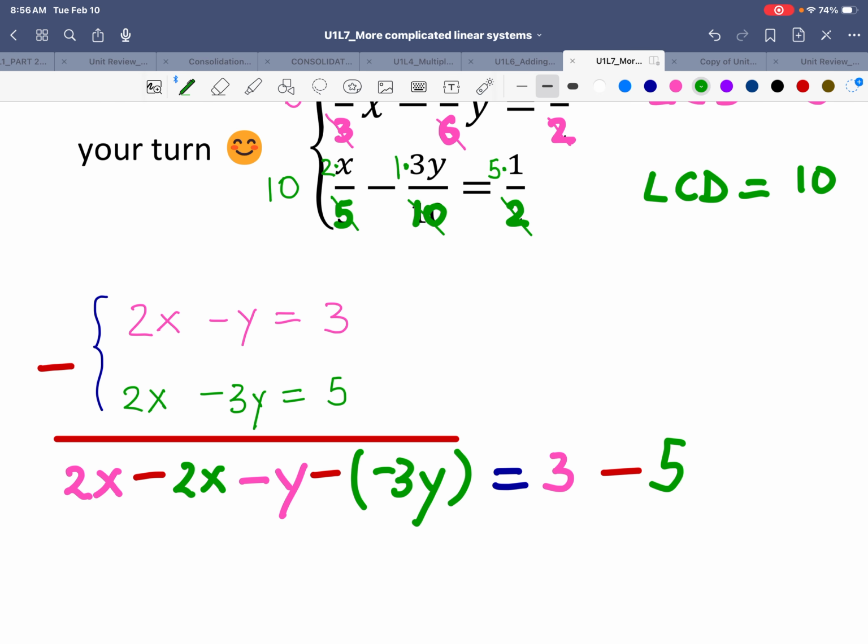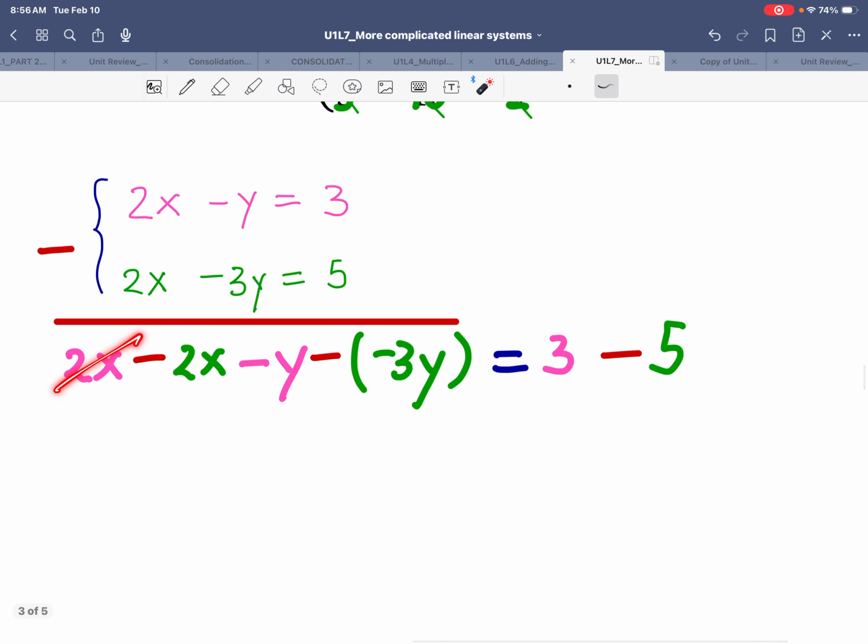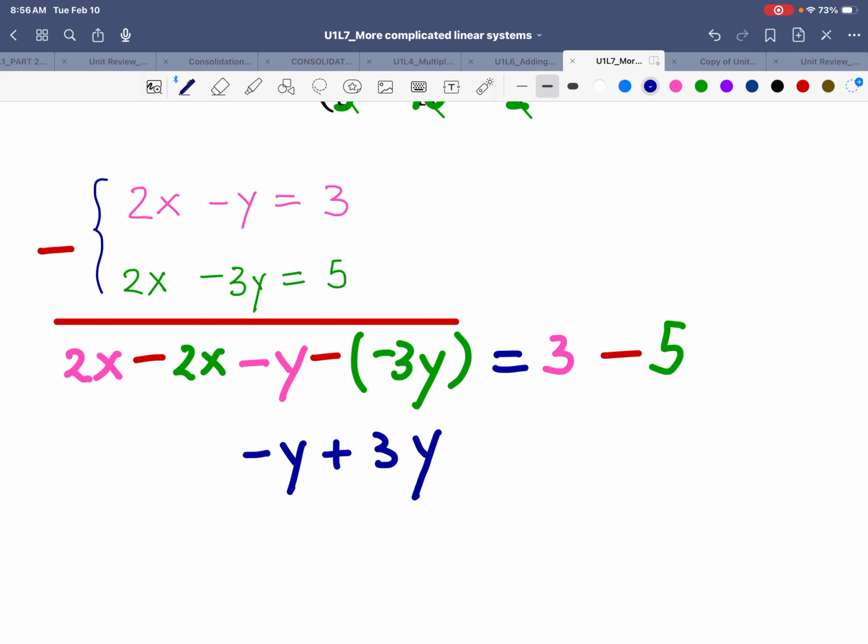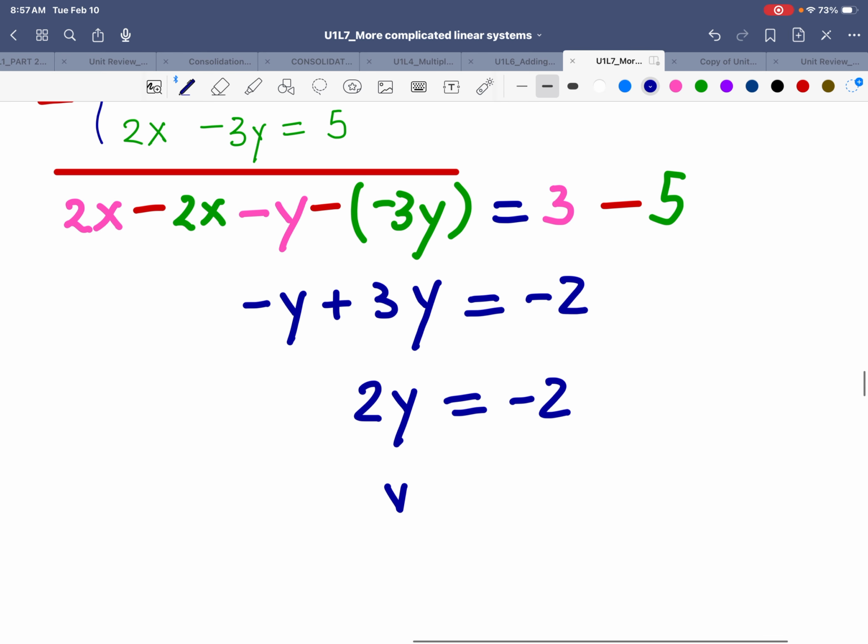So let's see what we have created here. 2x and negative 2x is 0x. We don't have to write this. So negative y minus negative 3y. So these two minuses will turn into plus, right? And we're going to have negative y plus 3y equals 3 minus 5 is negative 2. So we have 2y on the left equals negative 2, and that will make y equal to negative 2 over 2 or negative 1.